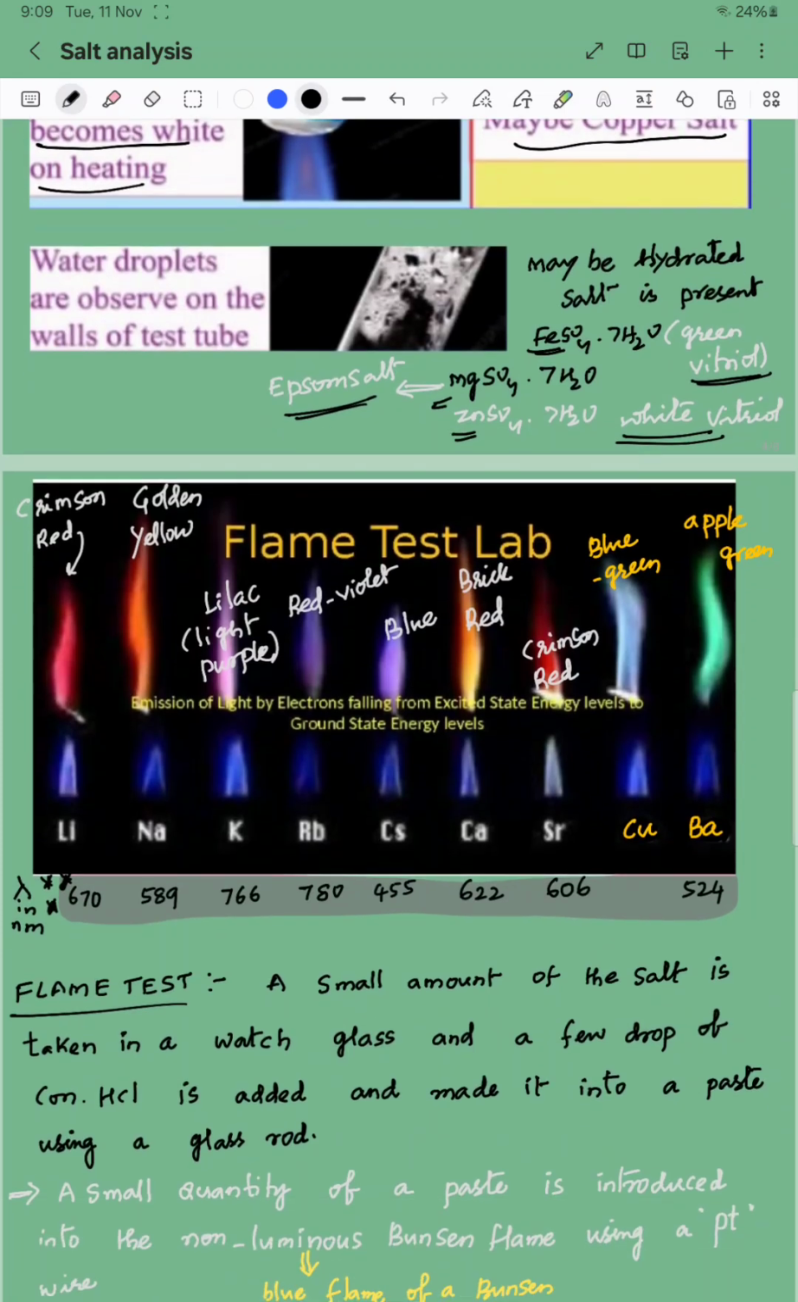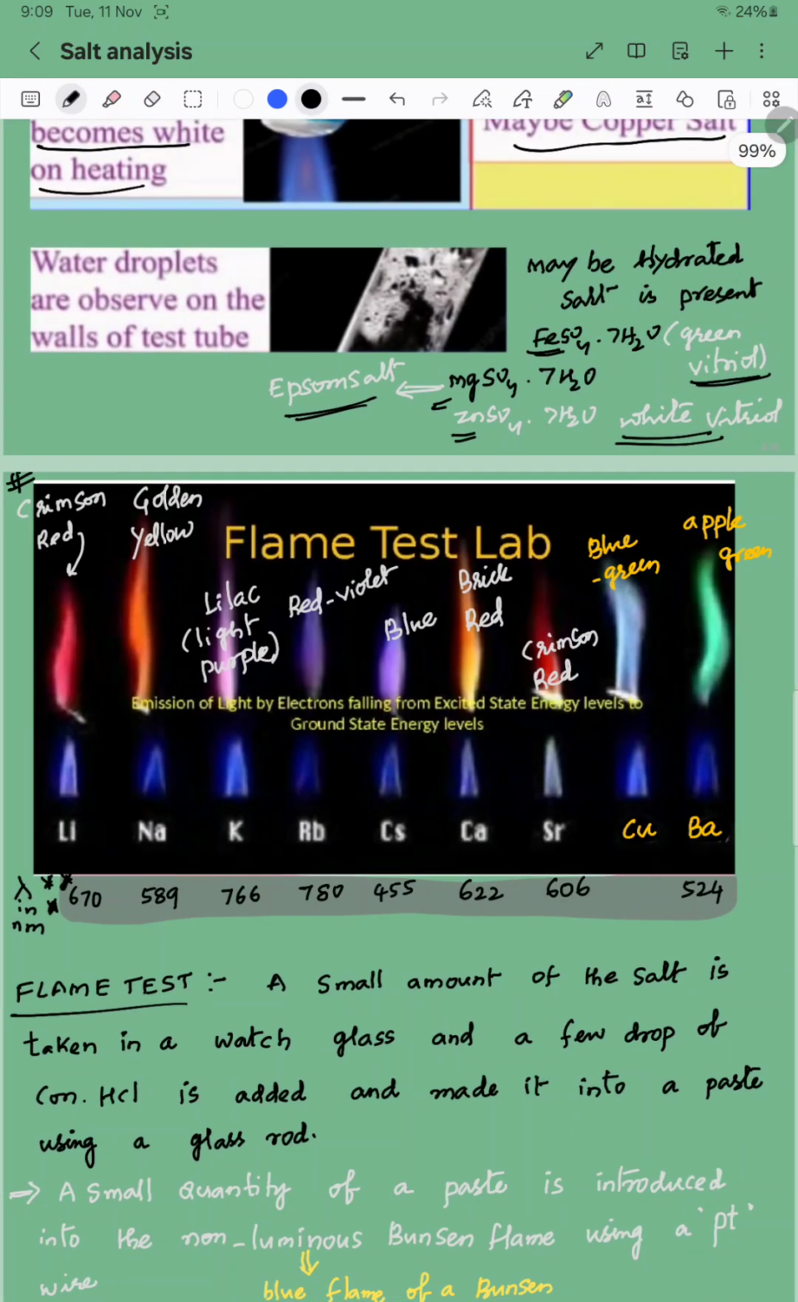Next, flame test. This is also most important, students. Questions are asked on the flame test in the mains. I have copied the wavelengths as well. Lithium color will be crimson red, wavelength 670 nanometer. Sodium will be golden yellow, wavelength 589 nanometer.